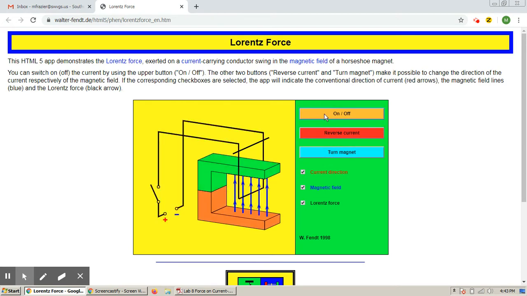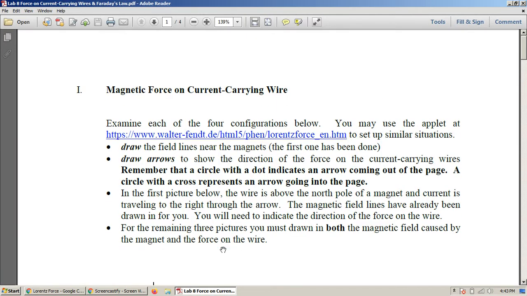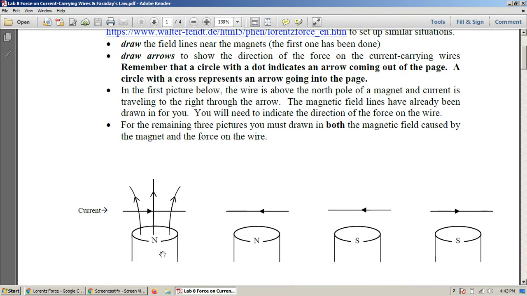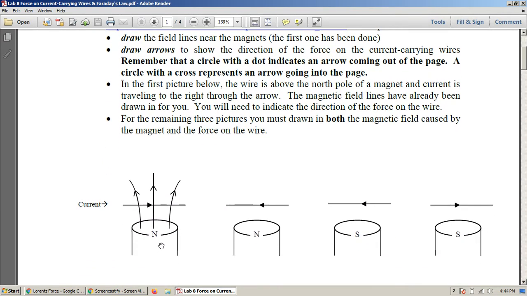Right? So the idea is that you can go through and think about what's going on. The thing that we've laid out here for you to do is draw the field lines that you expect, right? What field lines do you see out of the north pole of a magnet? Which ones do you see out of a south pole? And then using the current and the field lines, do the right hand rule to figure out the direction of the force.